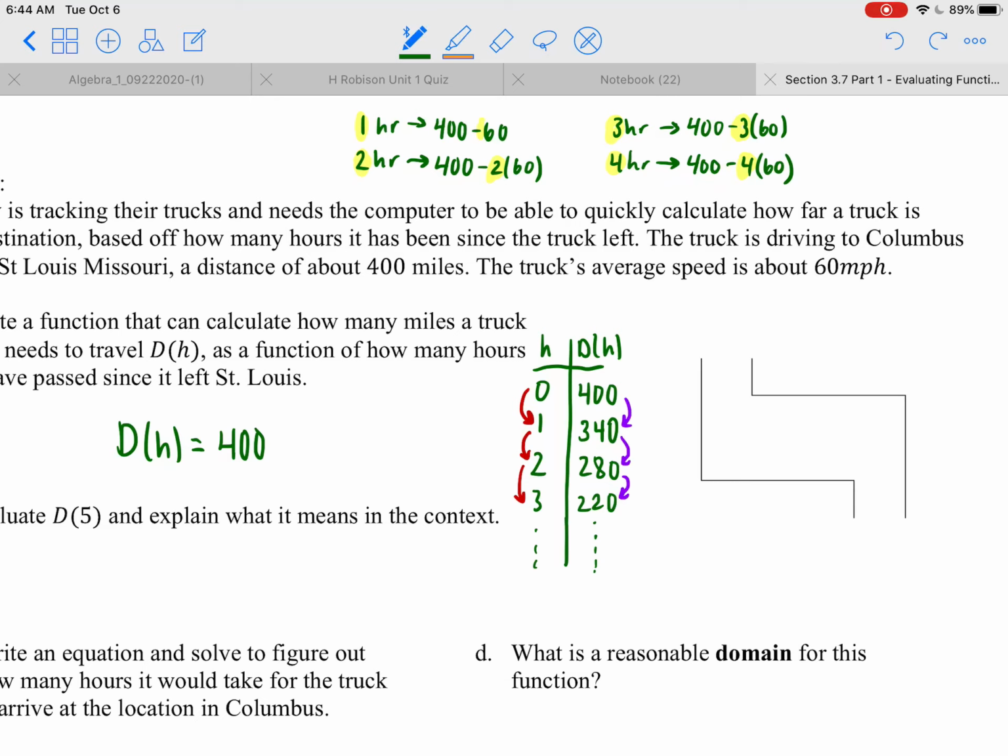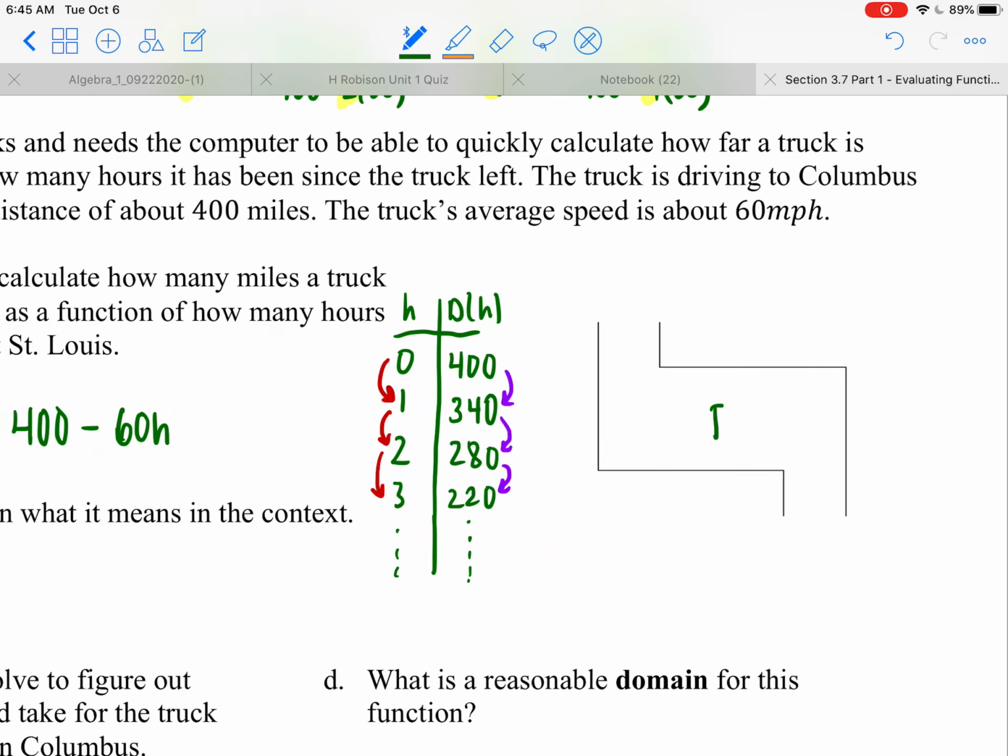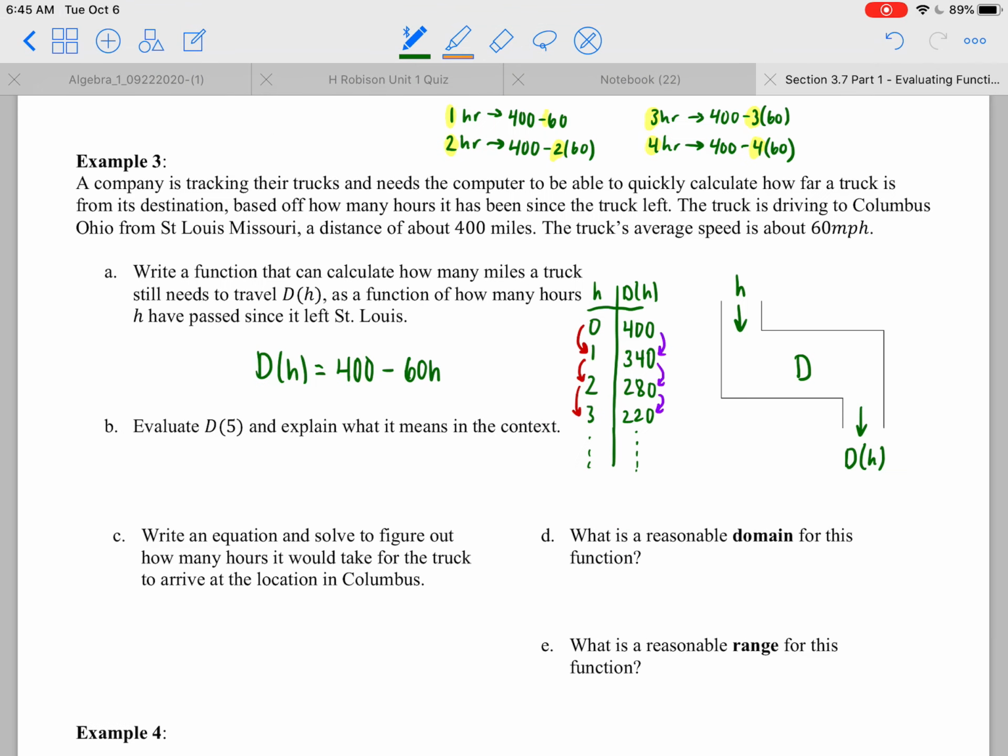Okay, so it's going to be 400 minus, go ahead and look down here now, 400 minus the number of hours that we've driven times 60. So it's going to be 400 minus 60h. Okay, so this function here, its name is d. It takes h as an input, and then its output is d of h. Just to use that little function thing from a few days ago. They want us to evaluate d of 5 and explain what it means in the context.